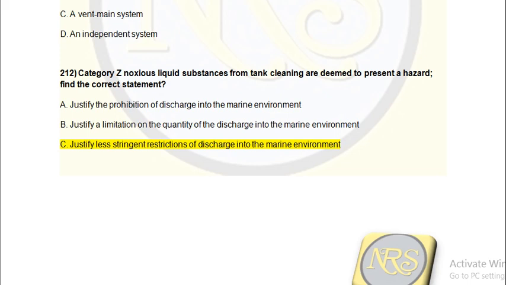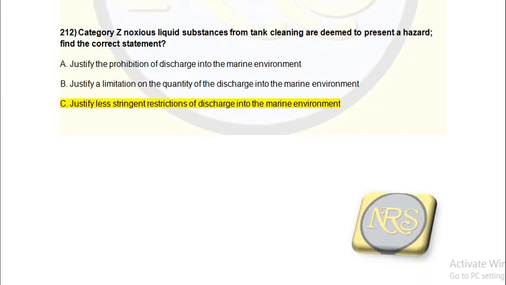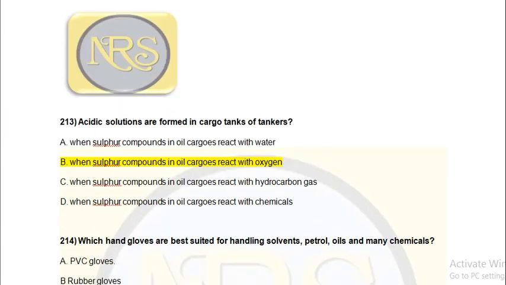Category Z, noxious liquid substance, comes under MARPOL Annex 2. Whatever the cleaning from category Z have less stringent restriction, that means have less effect to the environment, you have to prove it. Then only it comes under category Z. Then only you can discharge into the marine environment. For question number 212, option C is the correct answer.